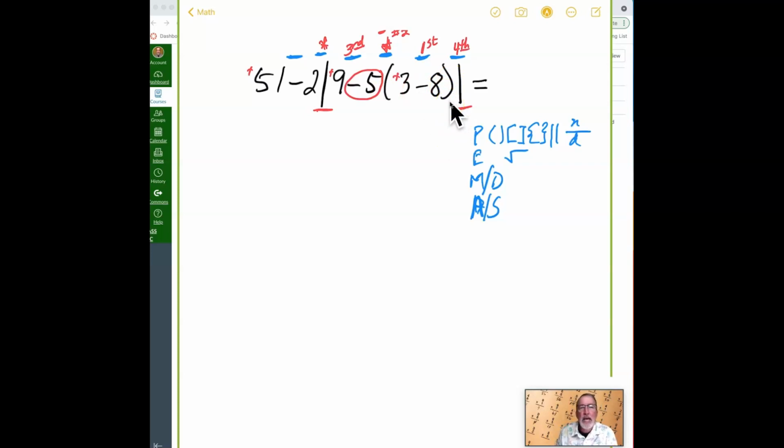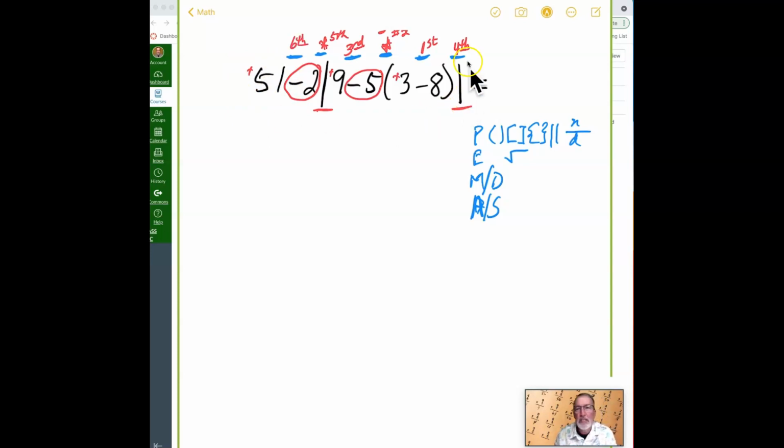And then after that, we will have no more brackets. We will have multiplication here, so -2 times something. And that's going to be our fifth. And then last of all will be this plain operation, either addition or subtraction, involving this +51. So this will be 6th.